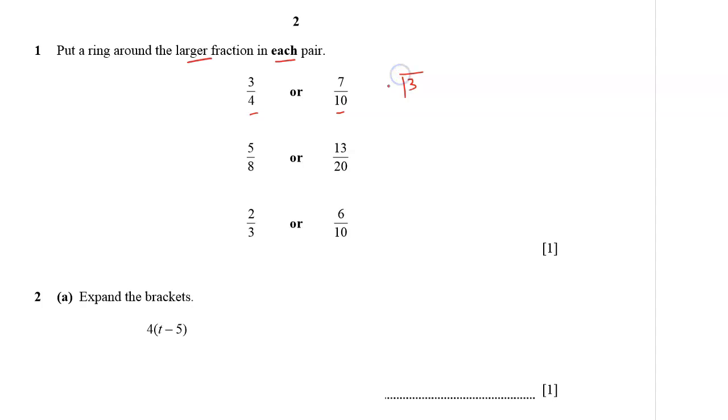So 3 divided by 4. This is going to be 30 divided by 4. Goes 7 times here for 28, remainder 2, therefore 5 for 20. So this is 0.75. What about 7 divided by 10? So 7 divided by 10 is basically 0, set 7, 70, which will give you 0.7. So 0.75 is greater than 0.7. Therefore, we'll circle that, put a ring around that.